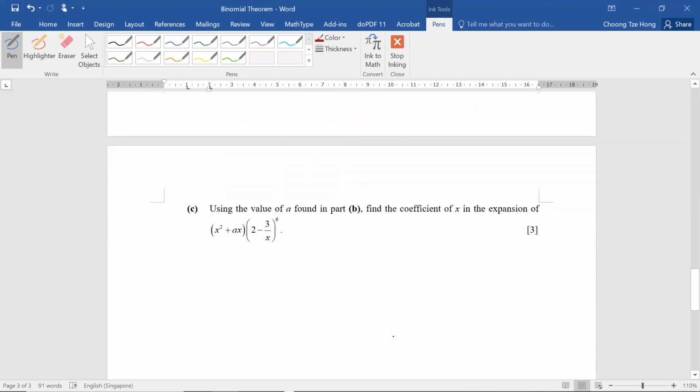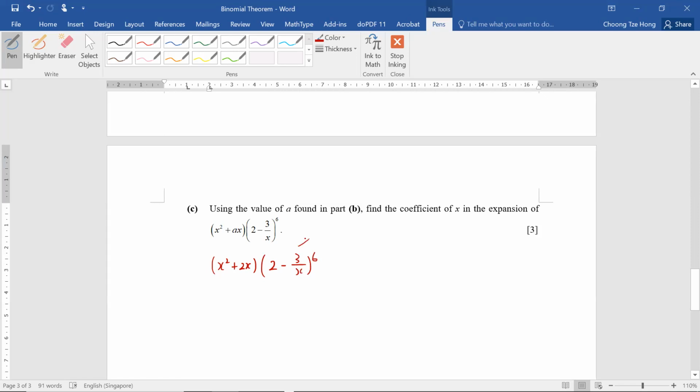Using the value of a found in part B, find the coefficient of x in the expansion of x squared plus ax. So it's the same expansion, just that we are going to use the value of a, which is 2, that we found earlier. Let's rewrite the question. But the way to think about this question is exactly the same as the previous part.